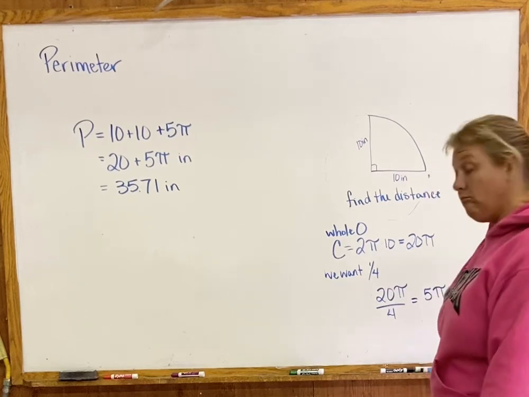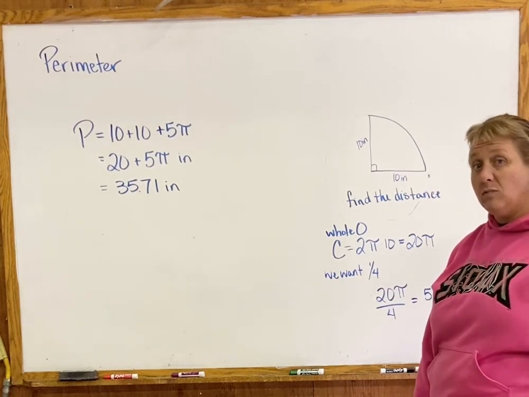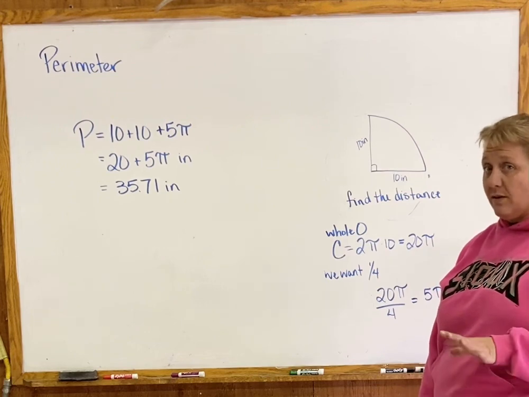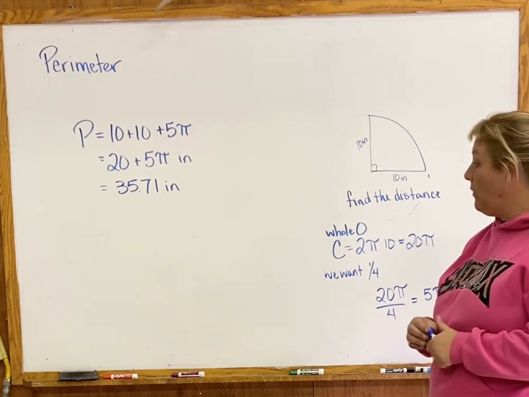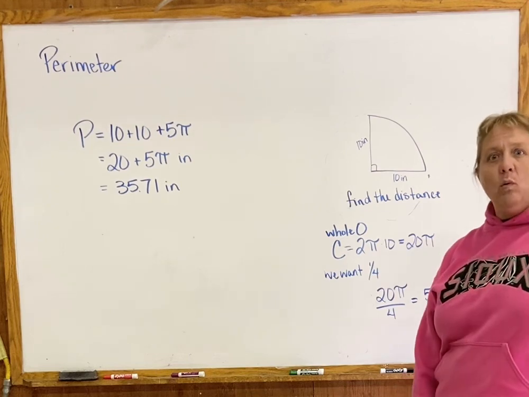All right. We good with perimeter? So perimeter and then circumference if it's a circle. And that's it. Sound good? All righty. We'll be back next time with area.